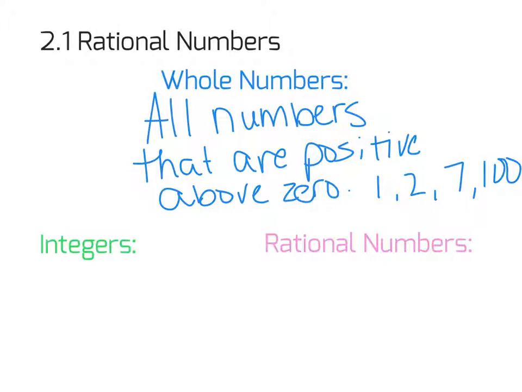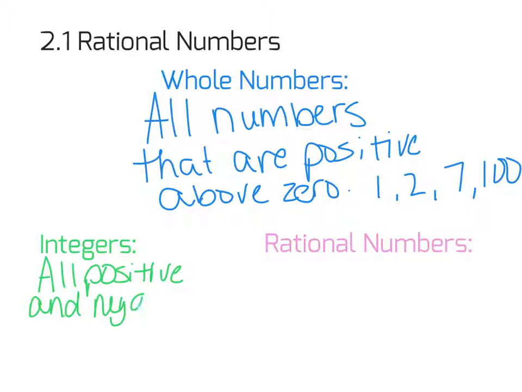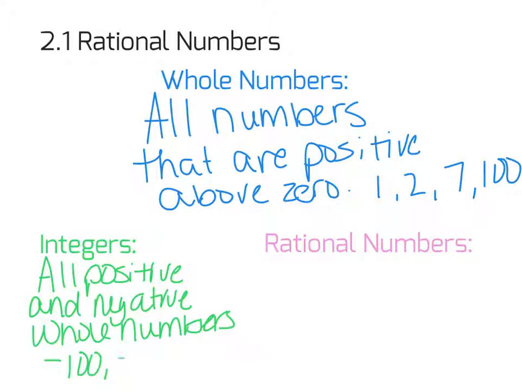Integers, so let's talk about those. We just got done with the chapter on integers, and don't forget, integers are all positive and negative whole numbers. So that would be like negative 100, negative 2, 5, 50, all of those numbers, okay?